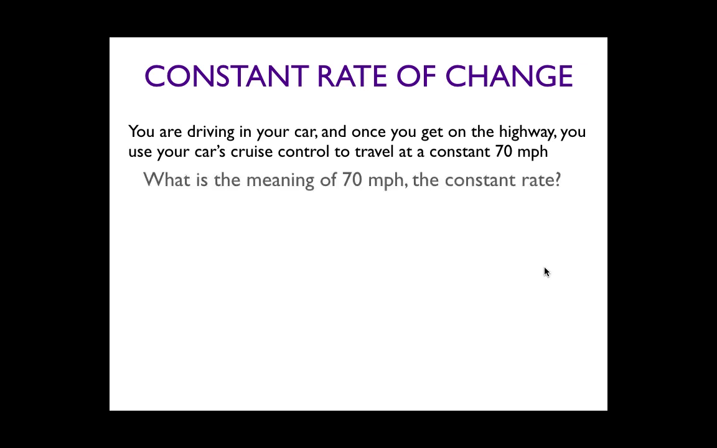So this 70 miles per hour is a constant rate at which we're traveling. Think about it: what does that mean?